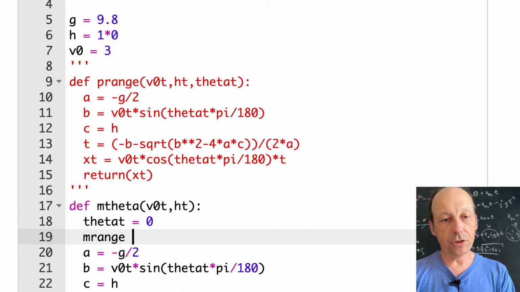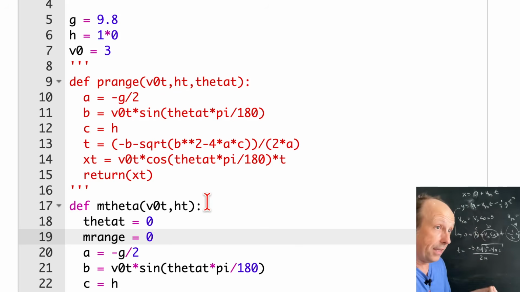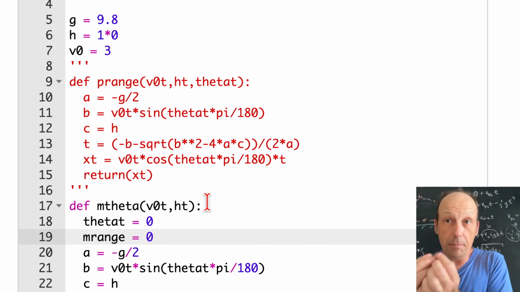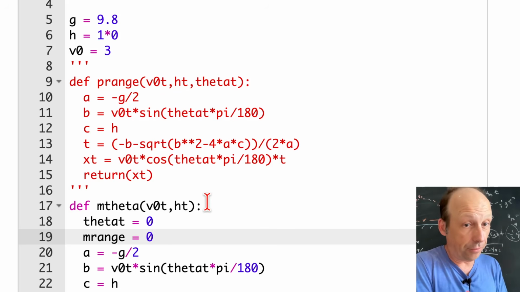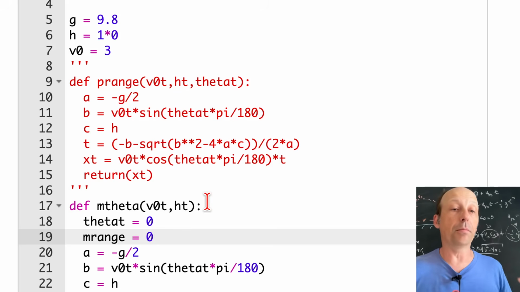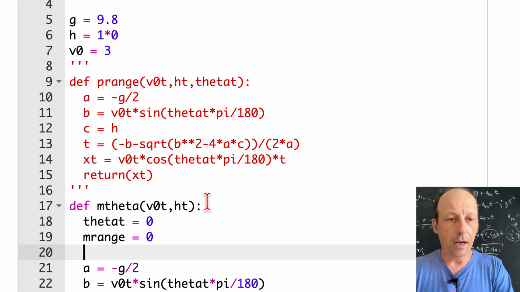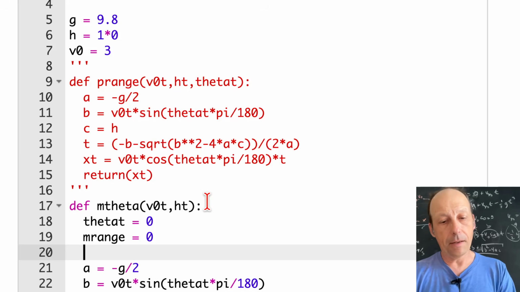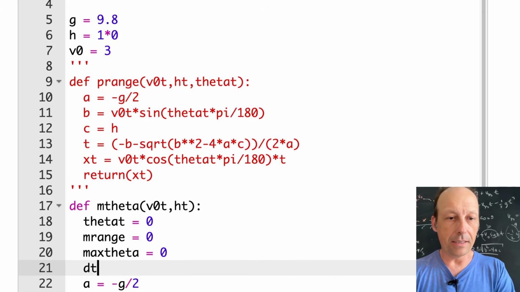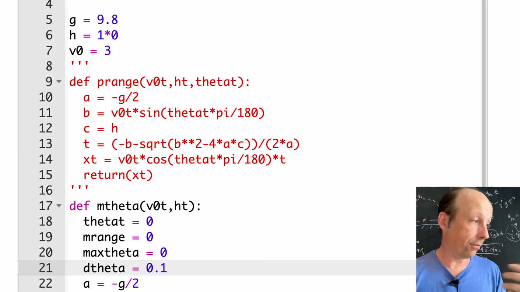M range equals 0. So what I'm going to do is to run this and see if it's greater than the maximum range for different angles. And if it is, I'm going to have a loop inside of a loop. I'm going to have a function inside of a function, really, but I'm going to do a loop. And then I need to do theta t. I got that. Let's see, max theta, let's call it. And then d theta is 0.1. Again, that's the same thing we had before.